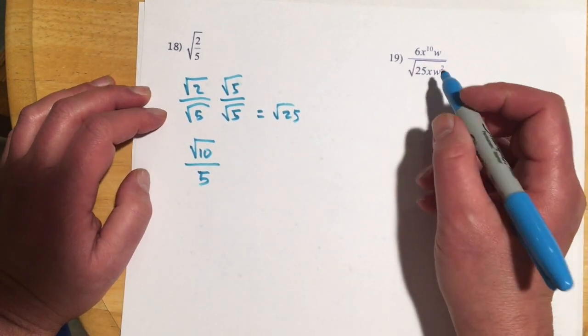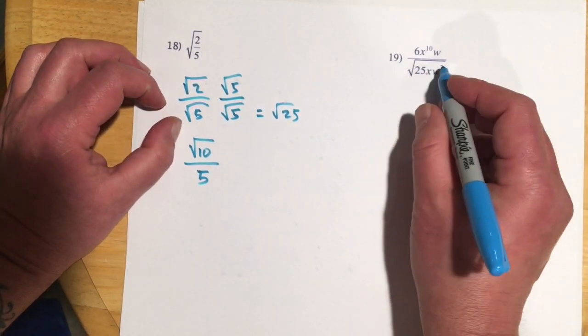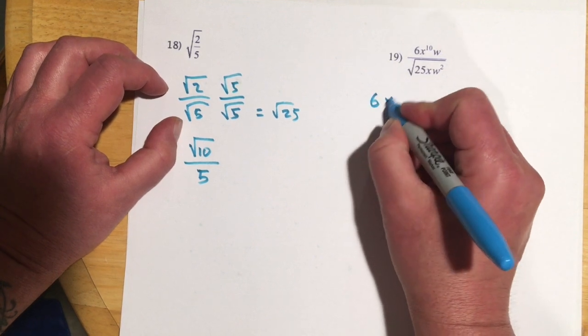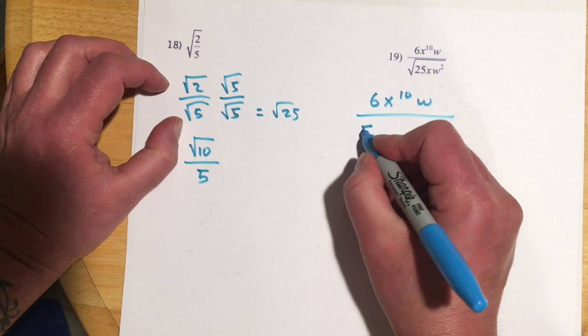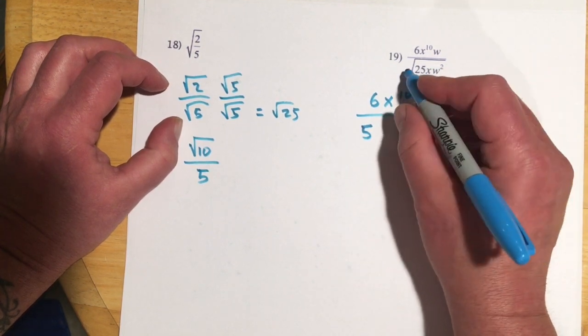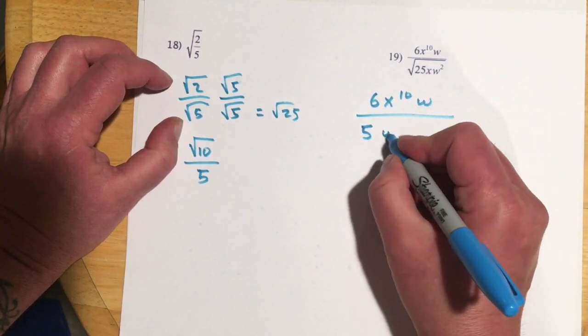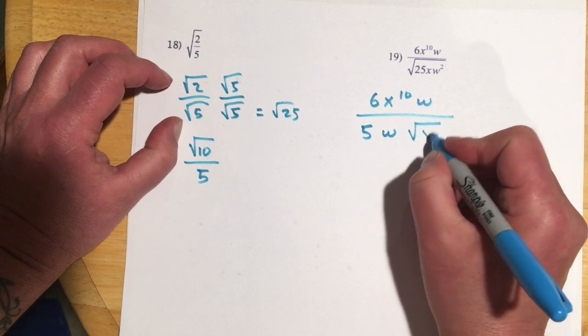And then this last one, so I would do the radical first and see what's left. So 6x to the 10th w, and then square root 25 makes 5. Square root x I can't do anything with. Square root w squared I take out w, and it leaves me a root x.